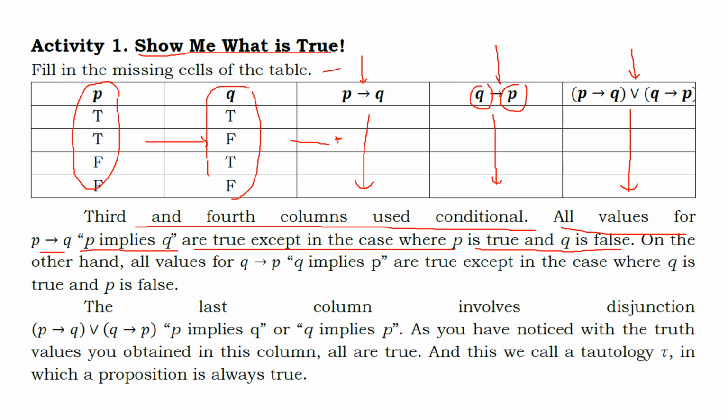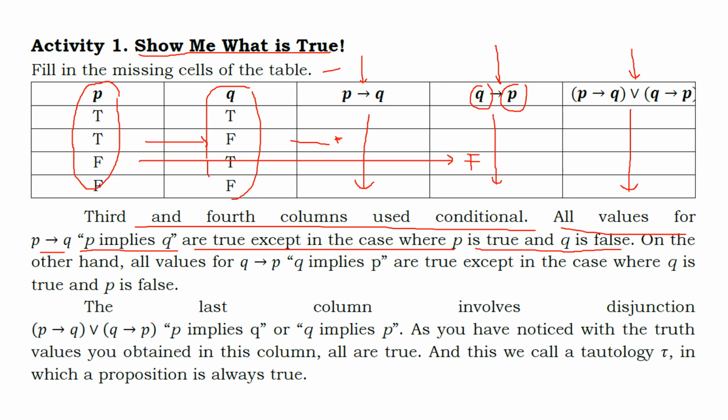On the other hand, all values for Q conditional P, or Q implies P, are true except in the case where Q is true and P is false. Where is that? Your Q is true and your P is false in the fourth row. As you can see, this is a false statement based on the description.